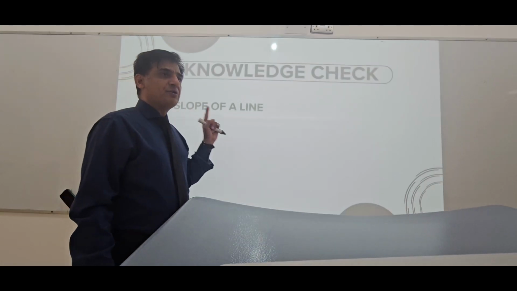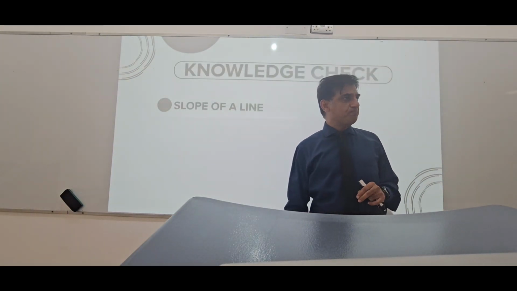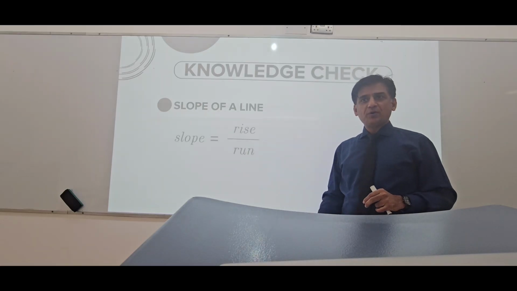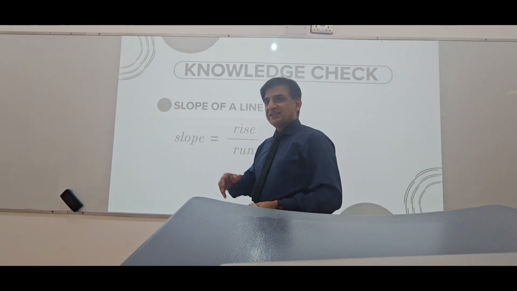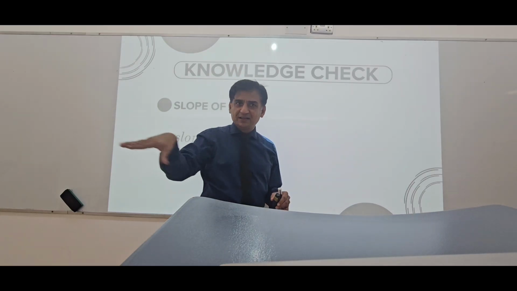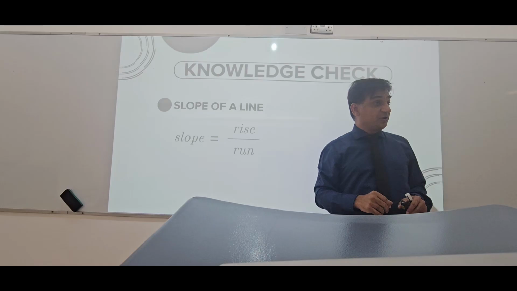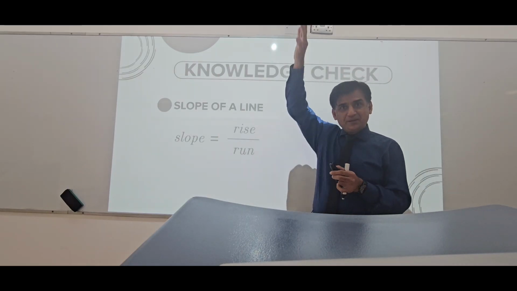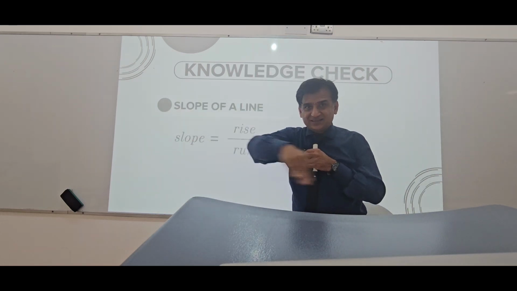Another very quick question. Can anyone define the slope of a line for me? What is the slope of a line? Yes, you're right. Slope or the gradient is rise over run. Rise means going up and down. Run means going across, left and right. There is another way to remember this. Remember, the sun rises, so it goes up and down. You run on the ground, so you run like this.